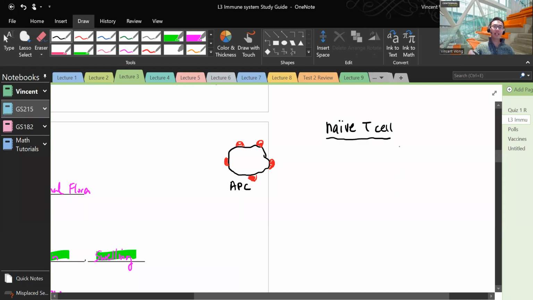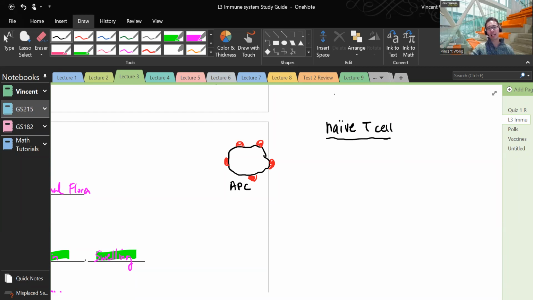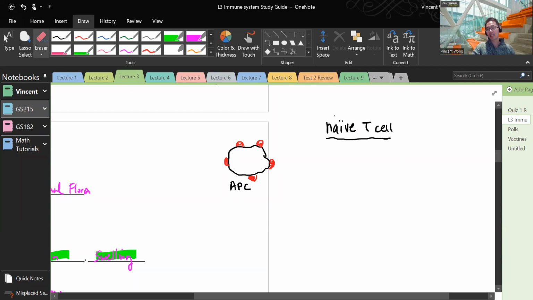Well, this naive T cell is a T cell that has not been activated yet. It came out from the bone marrow. It went to the thymus. It's going to stay there, but it has not been activated yet. It has not seen the danger of this world because it hasn't been exposed to a pathogen yet. That's why they're called naive, like a kid.